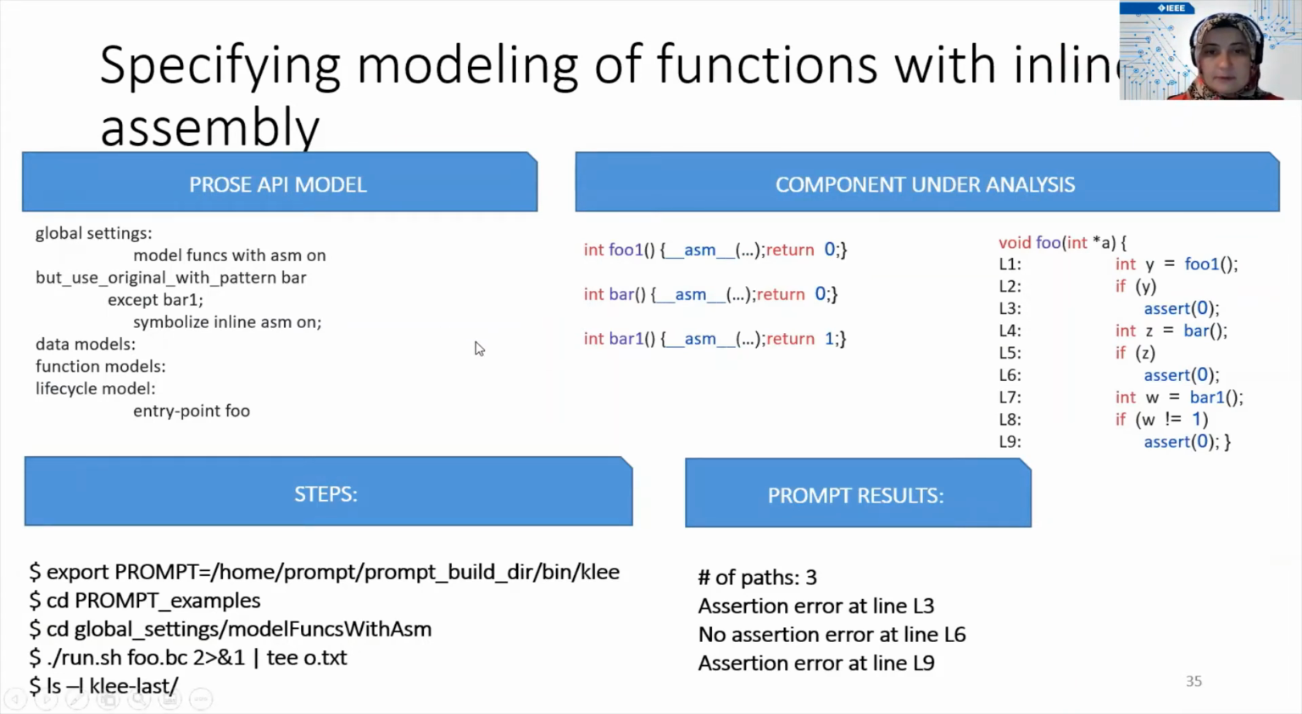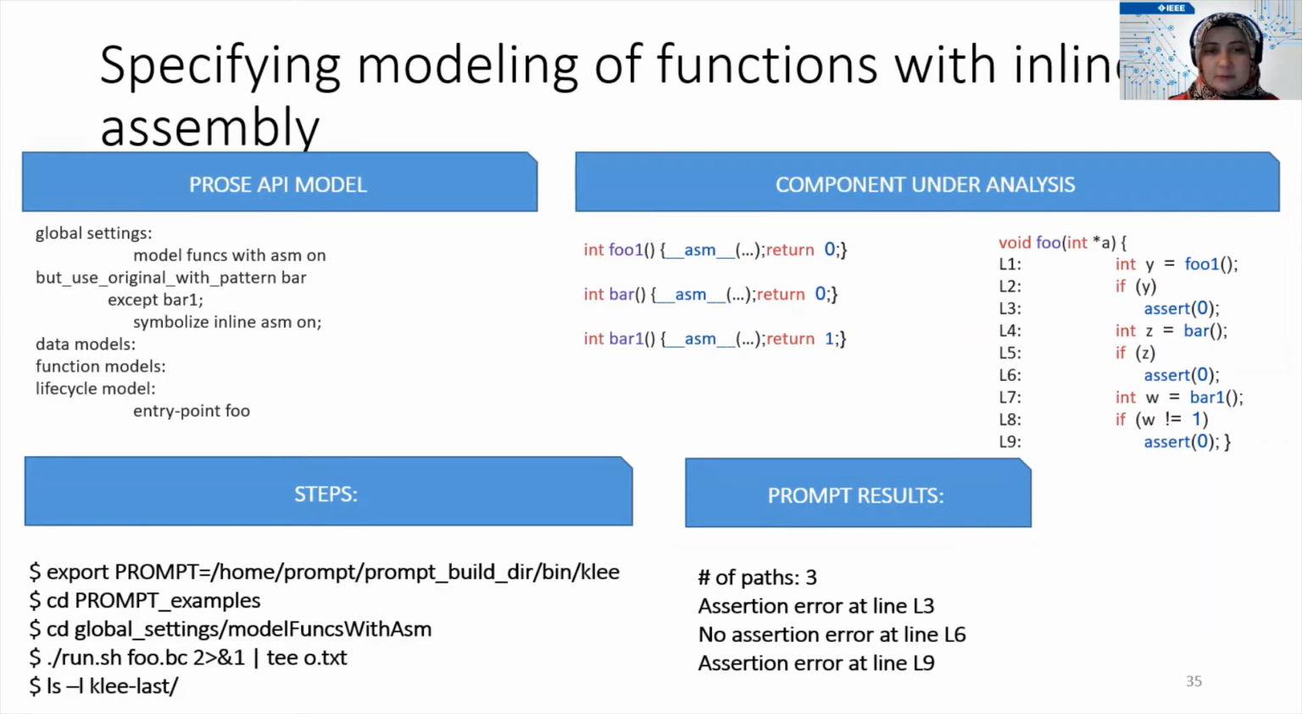Now, system code often comes with functions with inline assembly. In this example, we have 3 functions, foo1, bar, and bar1 with inline assembly. What is inside the assembly block is not really important, but we also have some specific return values for these functions. Of course, one way of dealing with such functions is maybe to use a lifter and lift assembly instructions to LLVM bitcode and analyze the bitcode that way.